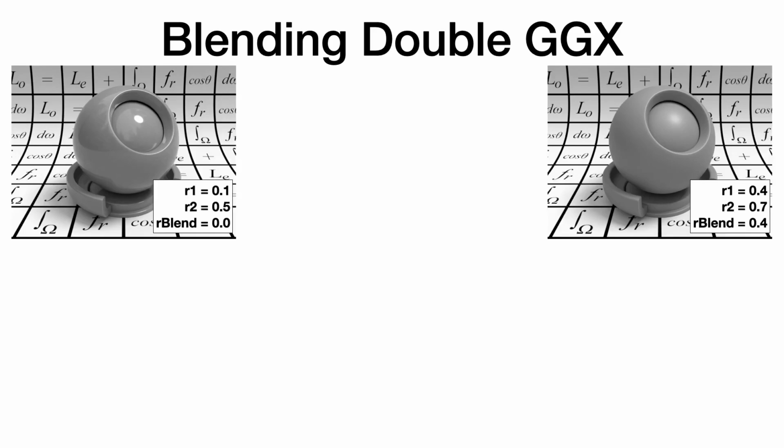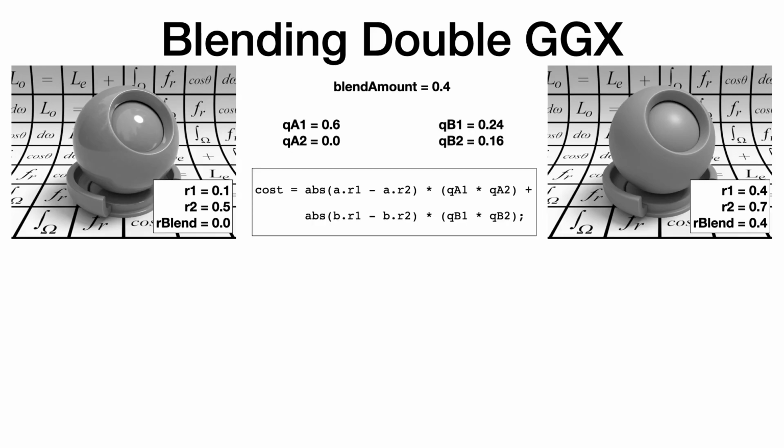Just to run through a quick concrete example to make this a little clearer. Here we have 2 materials. Notice that on the A side we have an R blend of 0, which means we're only using one of the GGX lobes. We're going to blend these 2 materials with a blend amount of 0.4, which means using the quantity values for each of the lobes and the cost functions from the previous slide, we can calculate the cost of each of the 3 options.